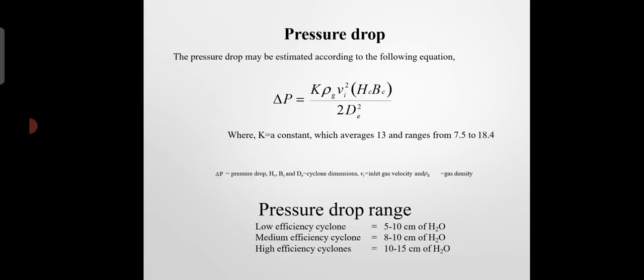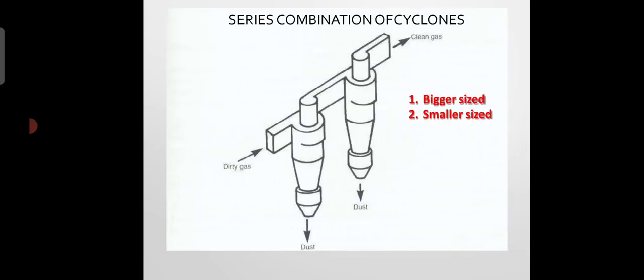The pressure drop is given as delta P is equal to K into rho g Vi square Hc Bc divided by 2 into De square. K is the constant, which averages around 30. So these are the cyclones that are connected in series.